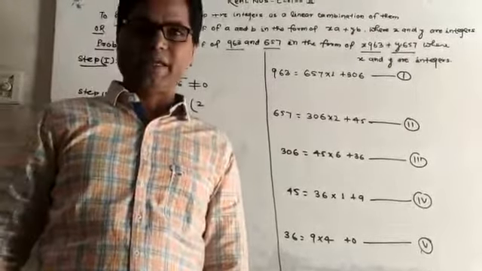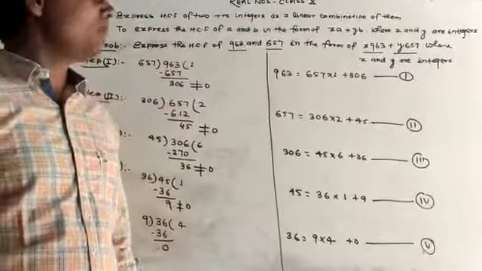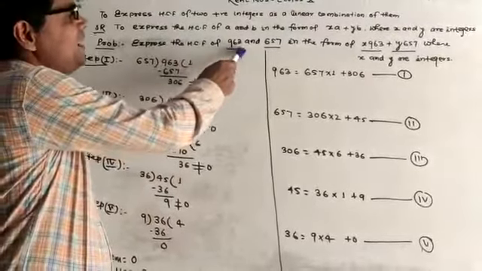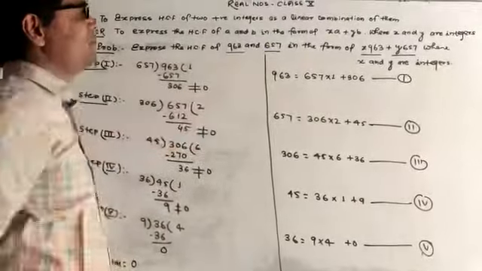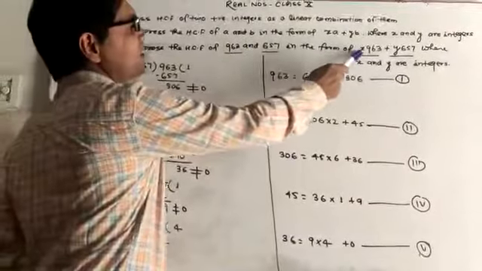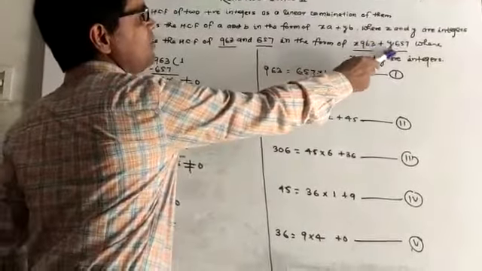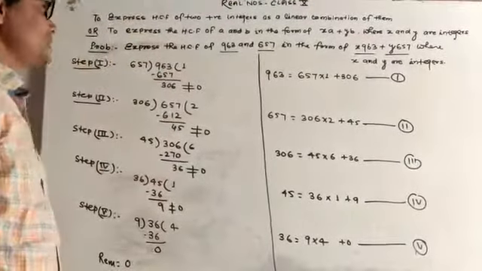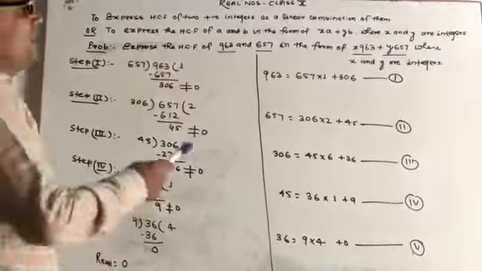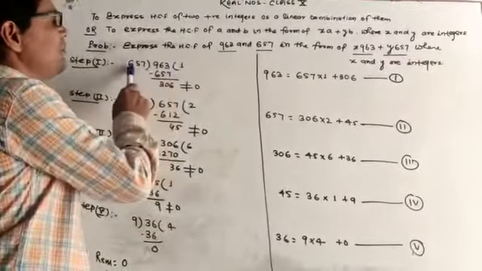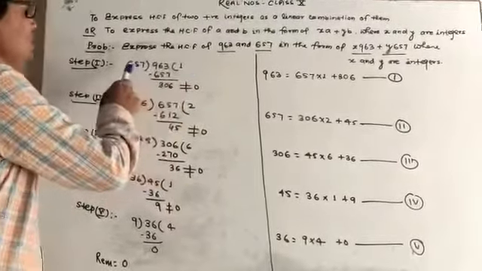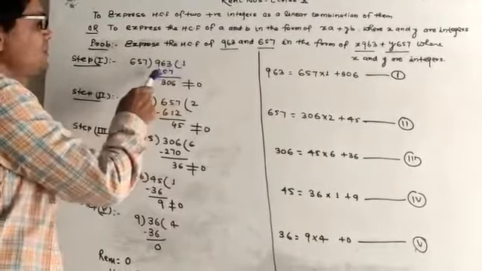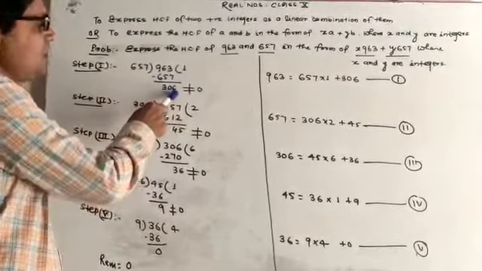Suppose that we are taking a problem: express HCF of 963 and 657 in the form of x times 963 plus y times 657, where x and y are integers. Firstly, we will divide 963 by 657. 657 divides 963 one time, and the remainder will be 306.